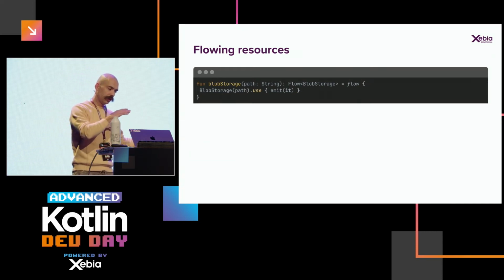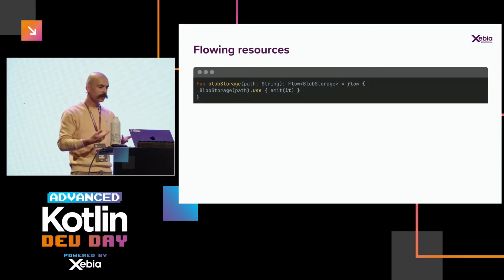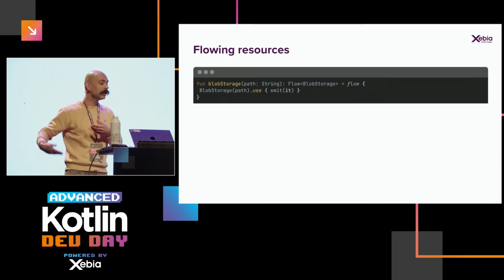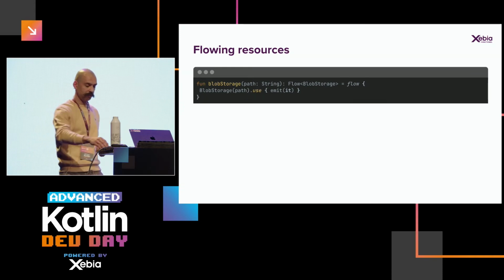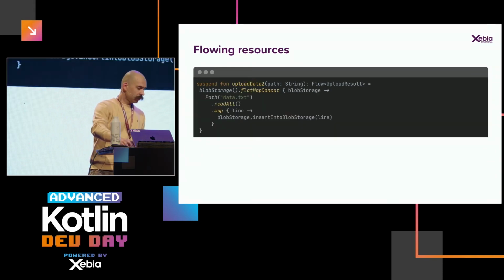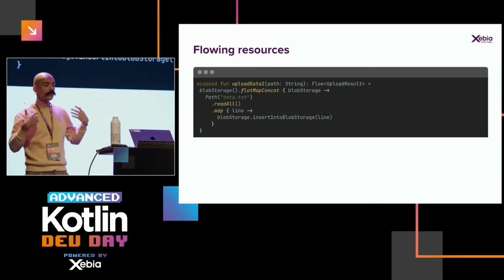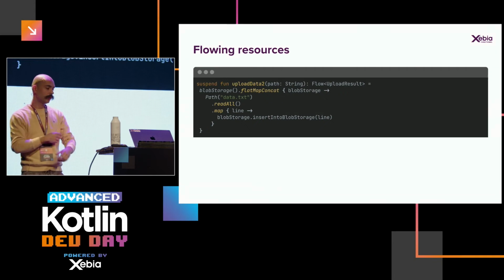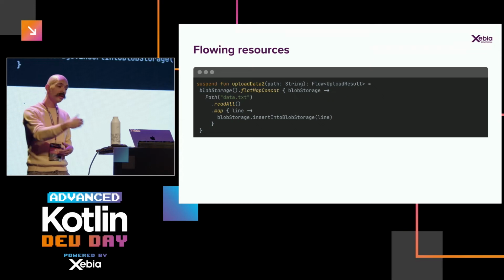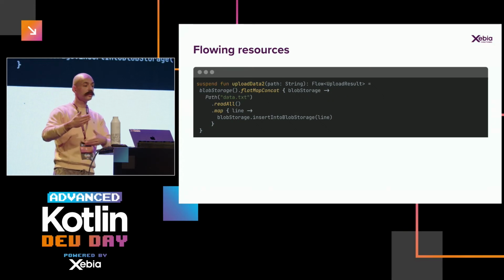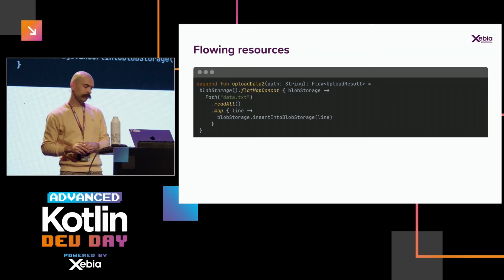So we create a blob storage, we call the use function, and then we emit it downstream. And this emit function will prevent the use function from calling close until we're completely finished using it downstream. And then we can rewrite our previous example like this. So we create the single element flow of blob storage, and we want to concatenate it with reading all the lines from the path and uploading all the lines to the blob storage.